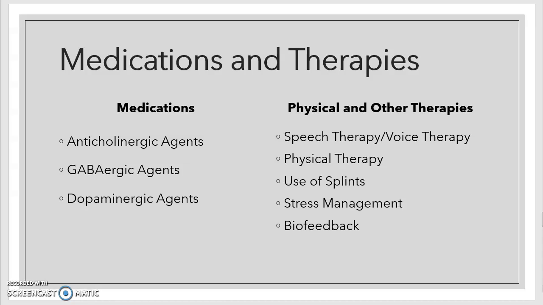There's anticholinergic agents, which block the effects of excitatory neurotransmitter. It's the neurotransmitter acetylcholine, which triggers muscle contractions. Then there's the GABAergic agents, which regulate the inhibitory neurotransmitter, GABA, or gamma aminobutyric acid, which contributes to motor control and other cortical functions. And then there's dopaminergic agents, which affect the neurotransmitter dopamine, which control movement and posture.